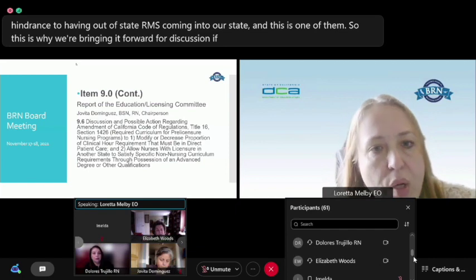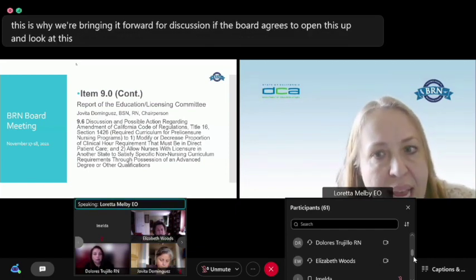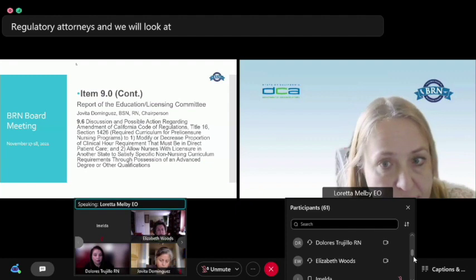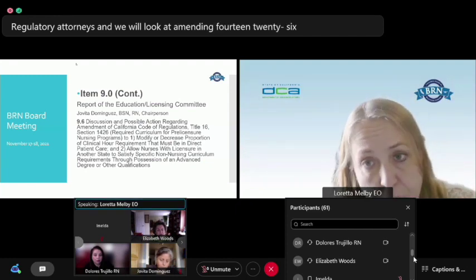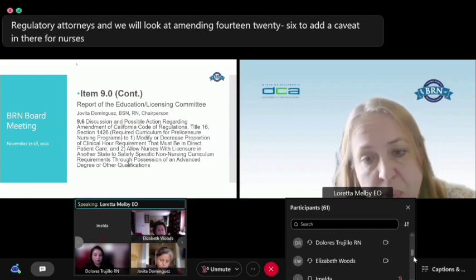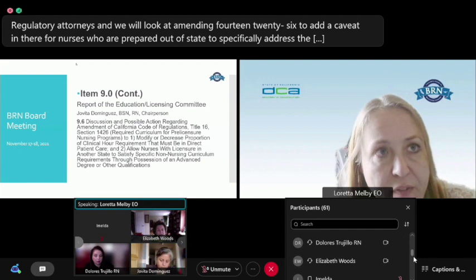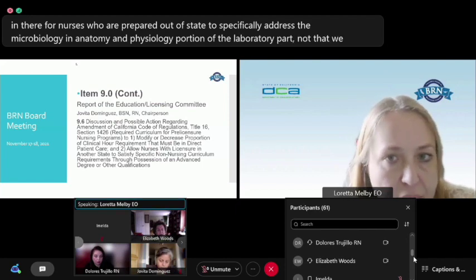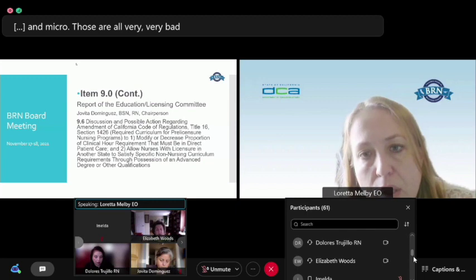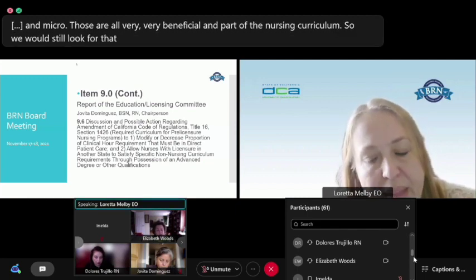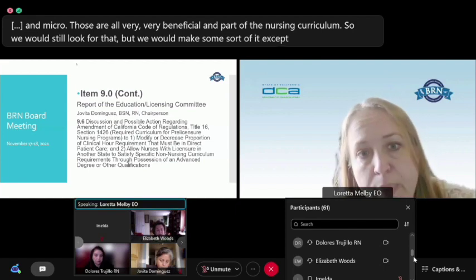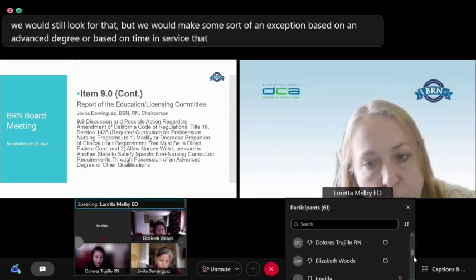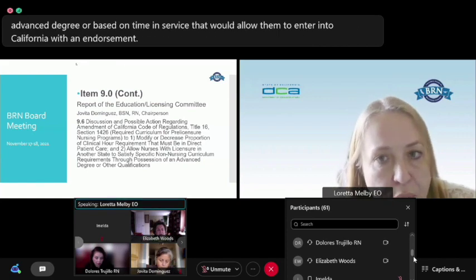If the board agrees to open this up and look at this, I will work with our board staff and DCA's regulatory attorneys, and we will look at amending 1426 to add a caveat for nurses who are prepared out of state, to specifically address the microbiology and anatomy and physiology laboratory portion. Not that we don't want them to have A&P and micro. Those are very beneficial and part of the nursing curriculum. So we would still look for that, but we would make some sort of an exception based on an advanced degree or based on time in service that would allow them to enter into California with an endorsement without having to have a laboratory component.